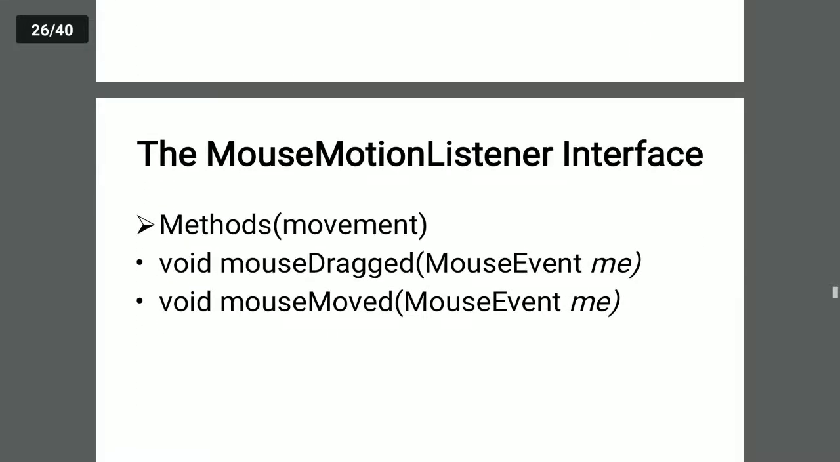The next one is the MouseMotionListener interface. Again, this is another category of mouse events. If you want to implement the mouseDragged or mouseMoved methods or events, you need to implement an interface called MouseMotionListener. So it supports mouseDragged and mouseMoved.